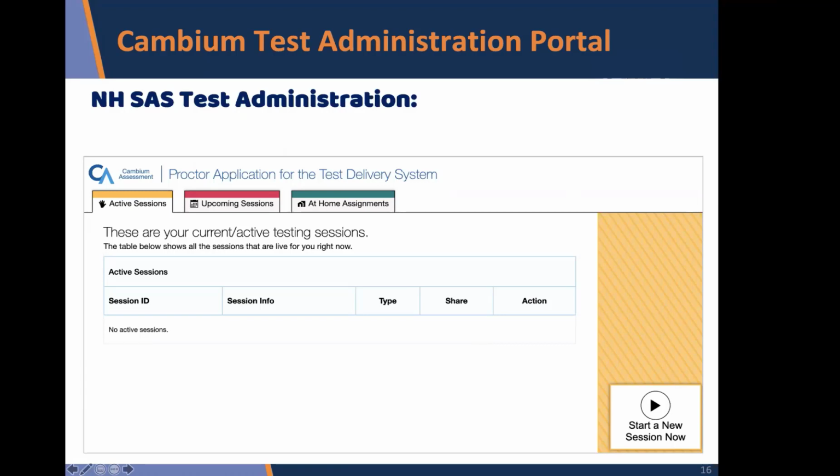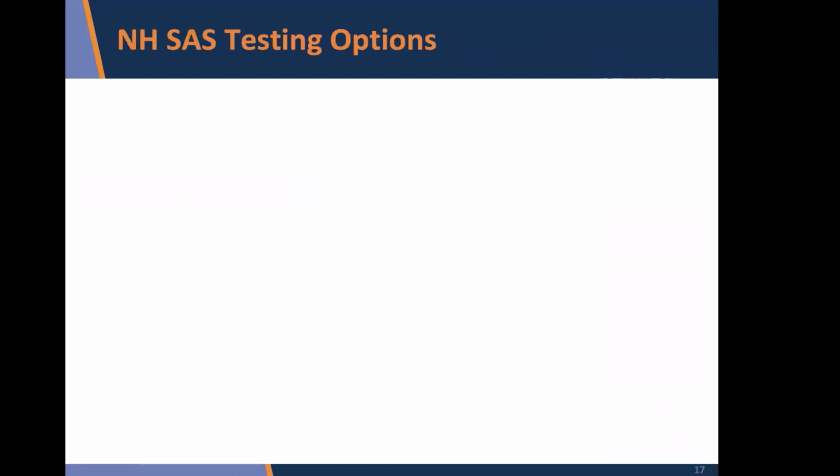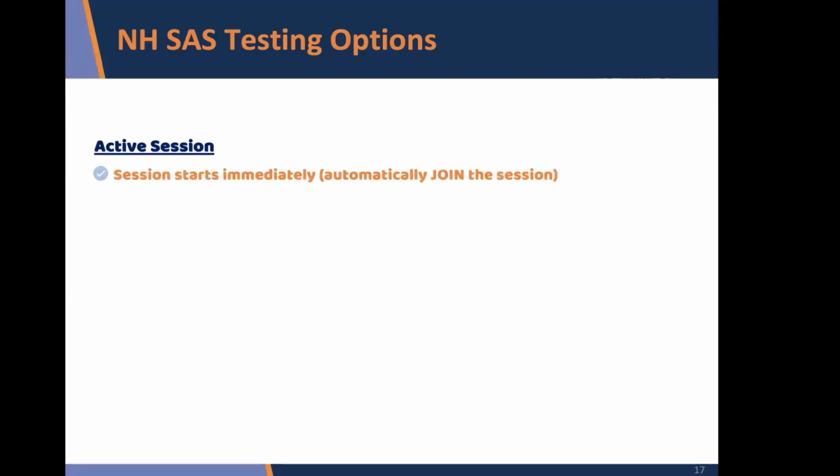Okay. So the two options you have for administering the summatives this spring are here. I'm going to go through the two options that we have. The first one is an active session. This is a session that starts immediately, and you automatically join it; it opens up right away. This is the one you use right when you're starting to administer the assessment in your classroom. It stays active until you stop or leave the session.